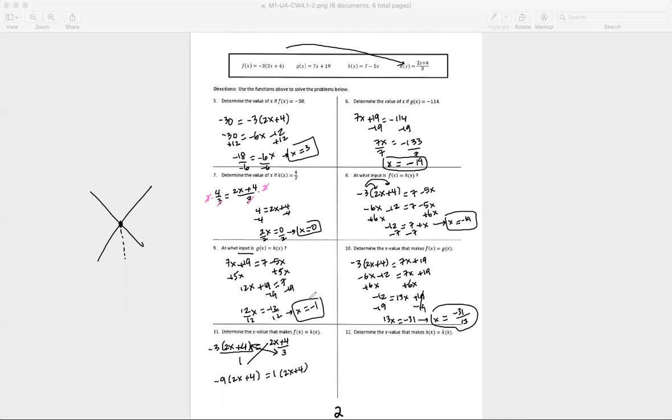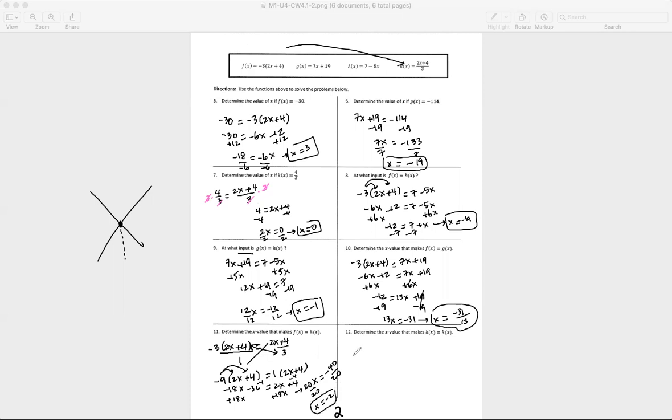Now, when will this happen? The shortcut to that is when 2x plus 4 equals 0. But if you don't remember, just distribute. You'll get negative 18x minus 36 equals 2x plus 4. 1 times 2x is 2x, and 1 times 4 is 4. Here I distributed also. So by then adding 18x to both sides and subtracting 4, you'll get 20x equals negative 40, which when dividing by 20, you get x equals negative 2.